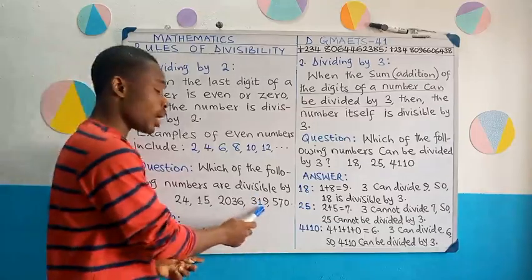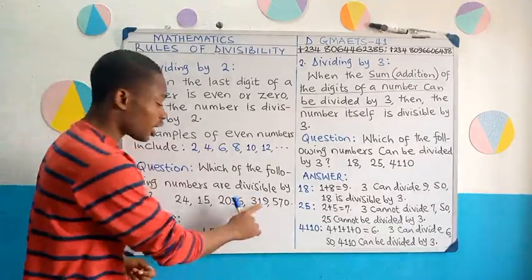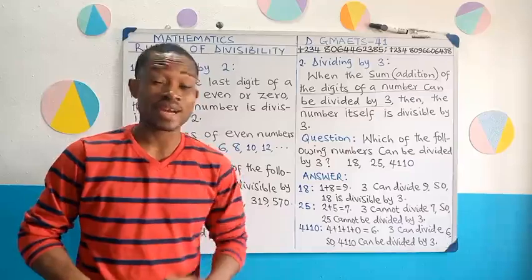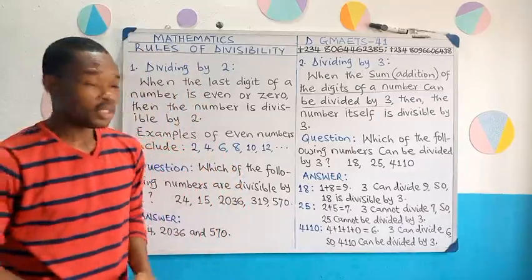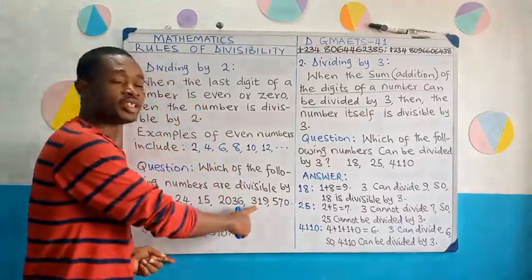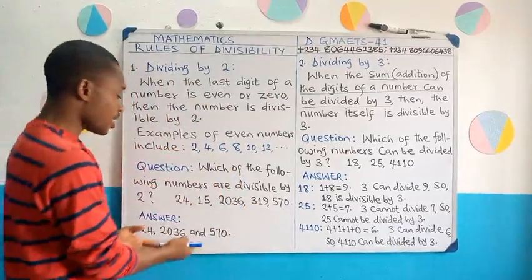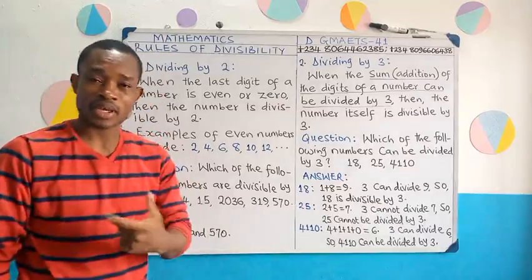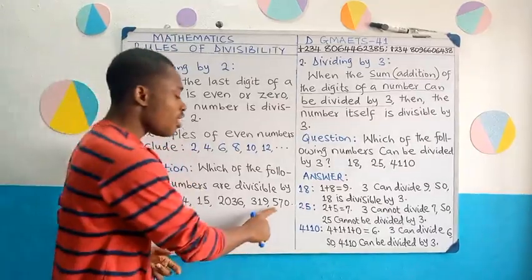Let's go to the next one, 319. You see clearly the last digit is 9. 9 is not an even number. 9 is an odd number. Therefore, 2 cannot divide 319. That is why I don't have that 319 here. We are looking for the numbers that 2 can divide without remainder.